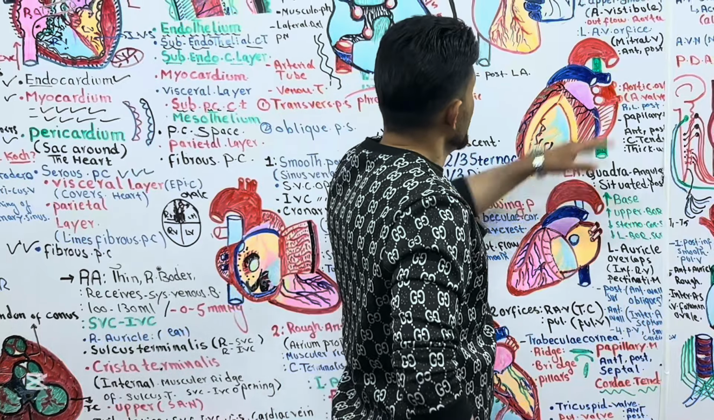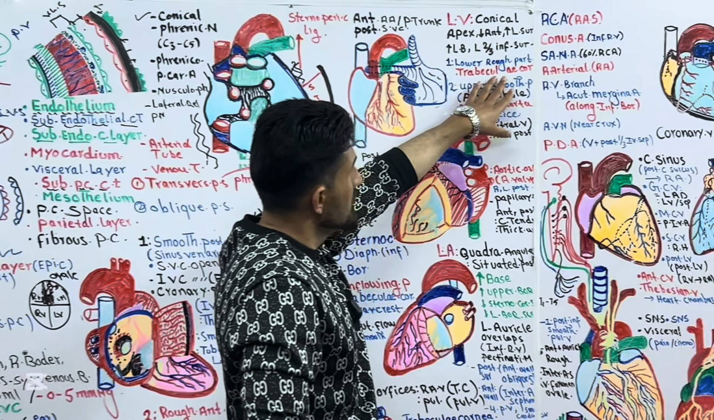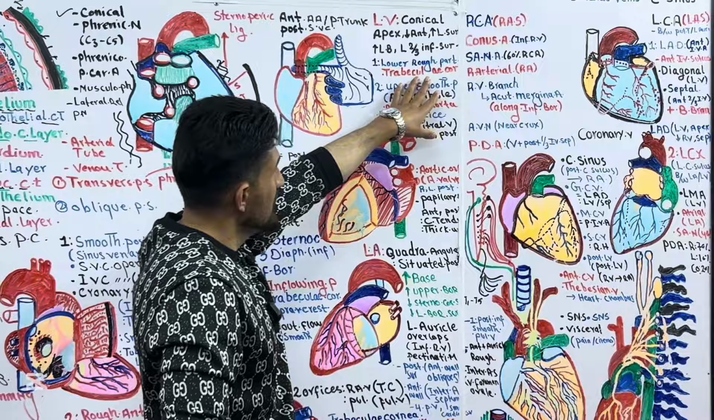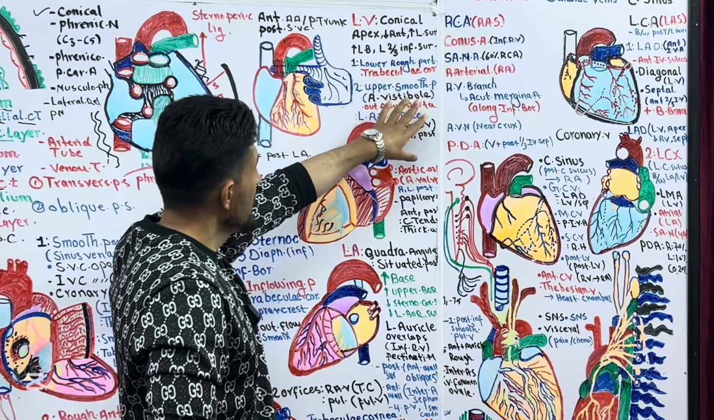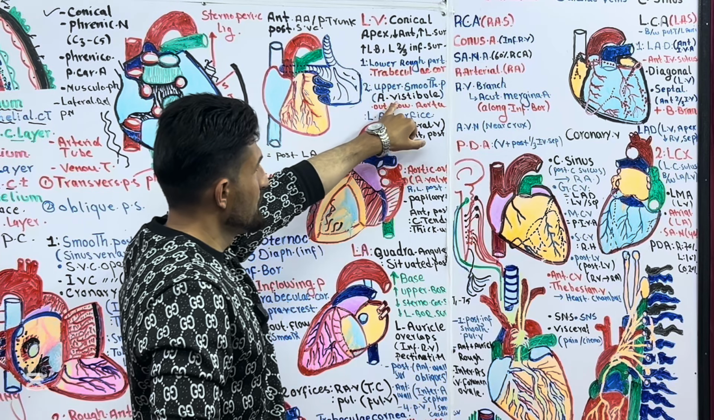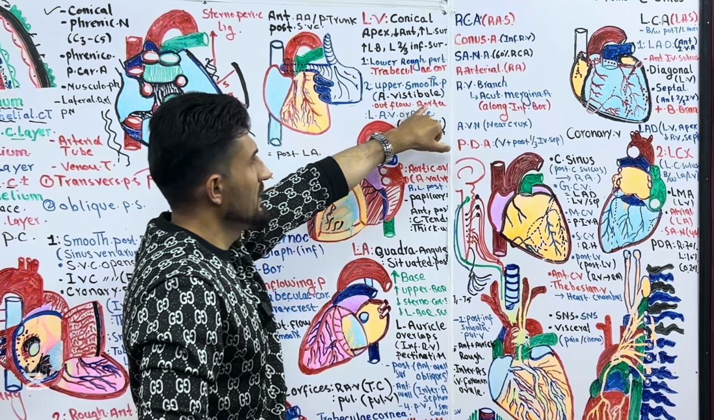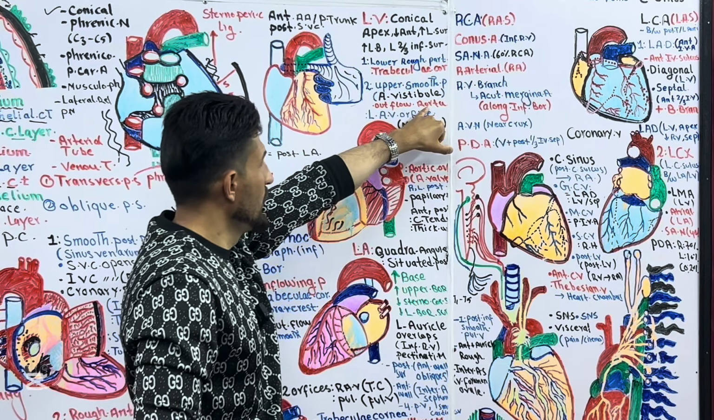So its lower part is rough, it has trabeculae carneae. Its upper part is smooth, also called the vestibule part or outflow part. And here we have the aorta.